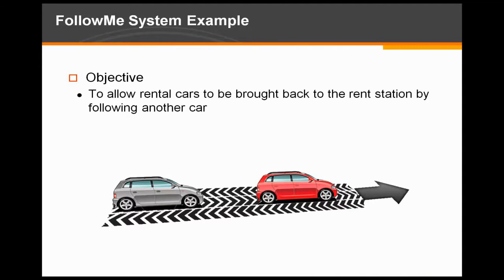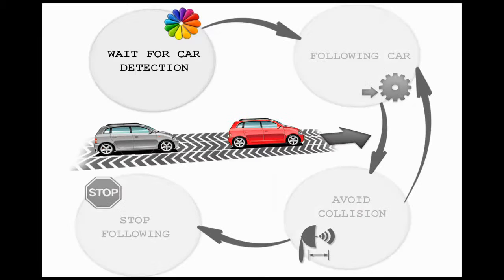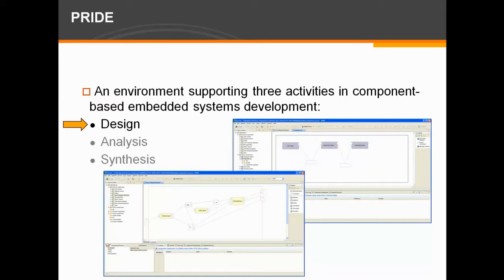Let me introduce one example called Follow Me system. Its objective is to allow rental cars to be brought back to the rent station by following another car. This automatic car implements 4 different modes: detecting the car to follow, following the car in front, avoiding obstacles, and disable mode. Next, we will demonstrate PRIDE using the Follow Me system as an example.